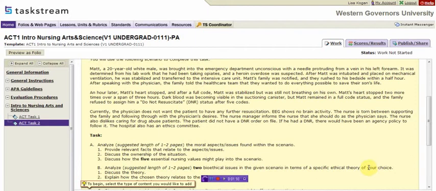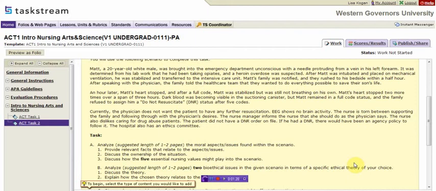Down at the bottom, you are asked to analyze the different aspects and issues that have moral content with them. They want you to present the facts related to those, so go through this scenario and give the details that are listed in the scenario in regards to those moral issues. They also want you to discuss the ownership of the situation. This tends to be a common speed bump for students.